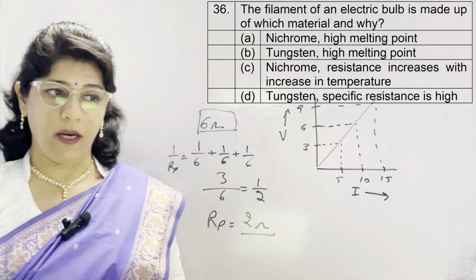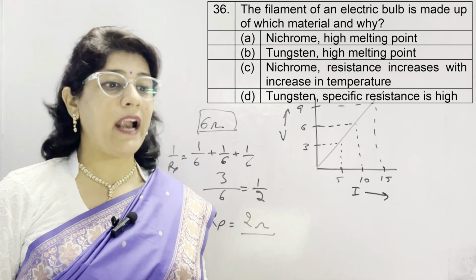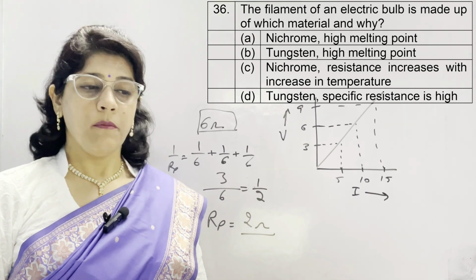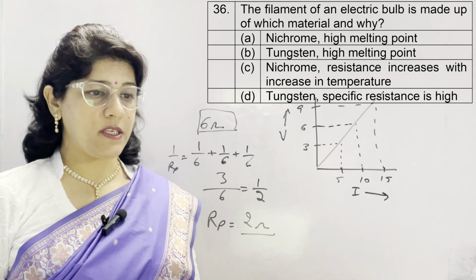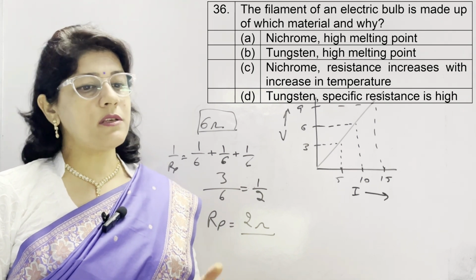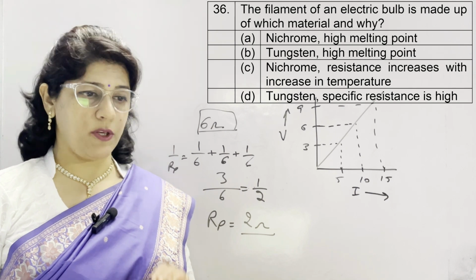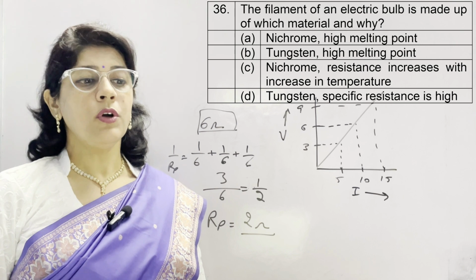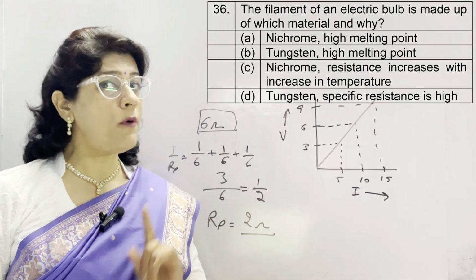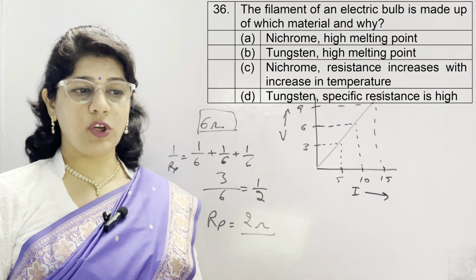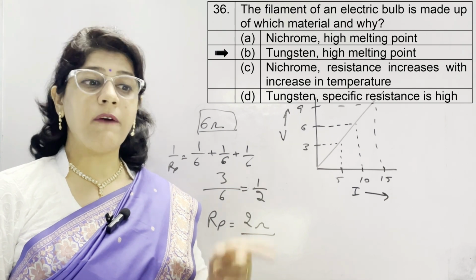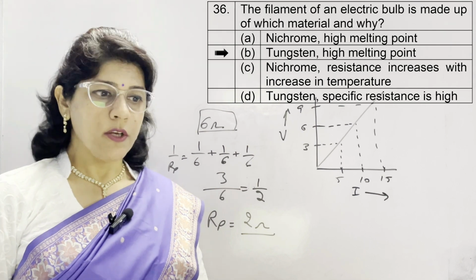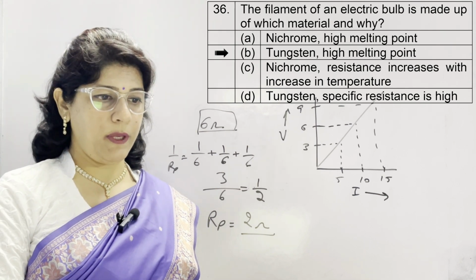In question number 36, the filament of an electric bulb is made up of which material and why? A option is nichrome having high melting point, B is tungsten having high melting point, C is nichrome, resistance increases with increasing temperature, and D tungsten, specific resistance is high. So we know the filament of electric bulb is made up of tungsten and the correct option here is B, tungsten, and why we are using it, because it has high melting point. So correct option is option number B.